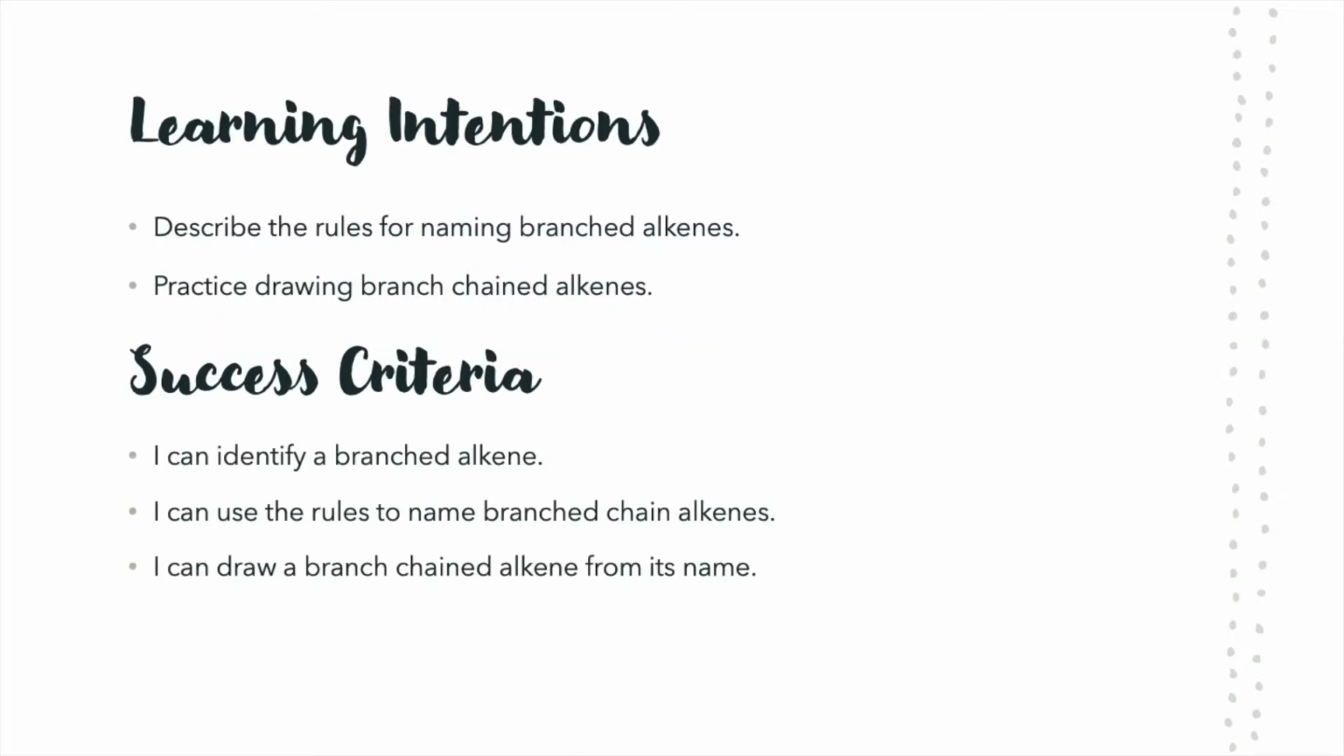Our learning intentions are to describe the rules for naming branched alkenes and practice drawing branch-chained alkenes. So at the end of this lesson, you will be able to identify a branched alkene and use rules to name them. You should also, all things going to plan, be able to draw a branched chain alkene when you are given its name.